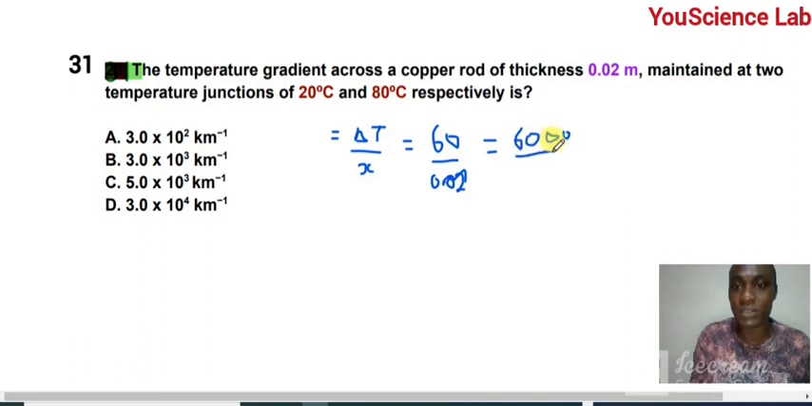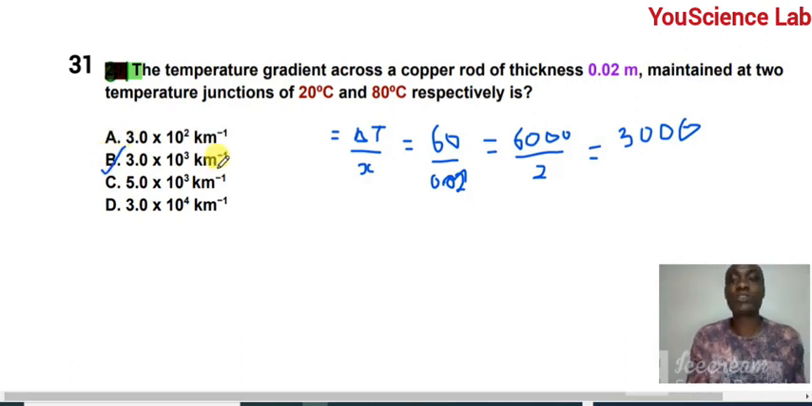Then divided by 2. So then maybe this is going to give me 3000, which is the same as, so this is 3000. So to write it in standard form, I just have to move this 1, 2, 3. So moving it backward 3 times is going to give me 3 times 10 raised to the power 3. So this is Kelvin per meter.